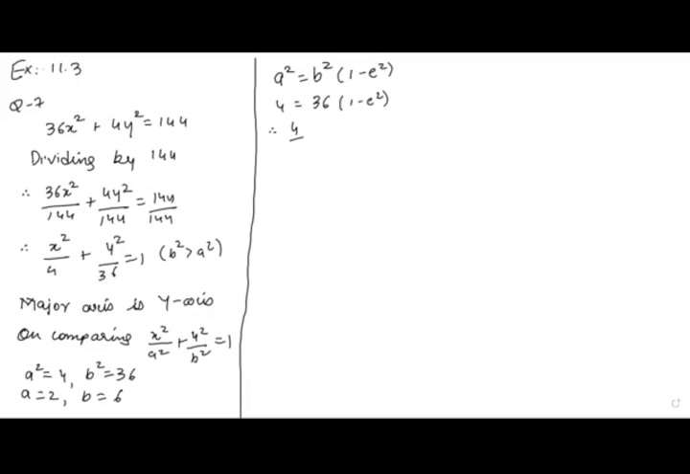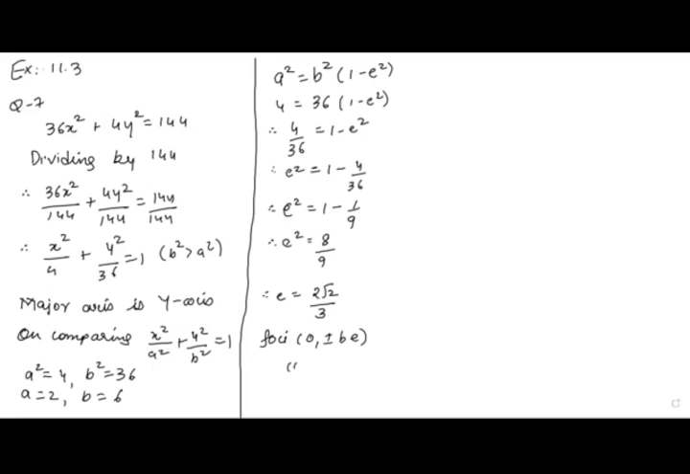I will have 4 by 36 is equal to 1 minus e square, and e square will be 1 minus 4 by 36. I can write this 4 by 36 as 1 by 9. So I will have e square as 8 by 9, and taking square root will give me 2 root 2 by 3. Now foci is on y-axis, plus minus be.